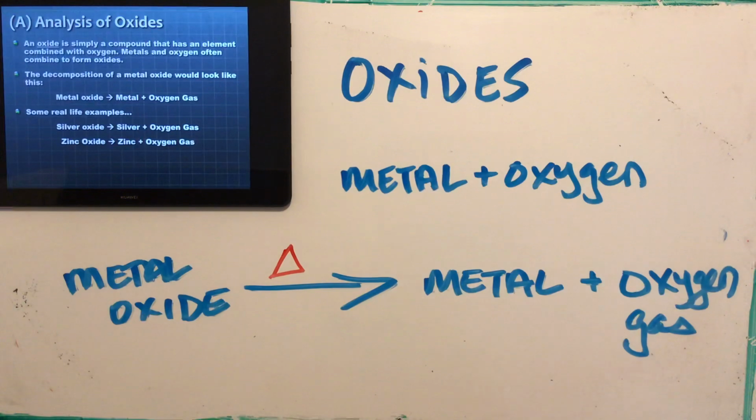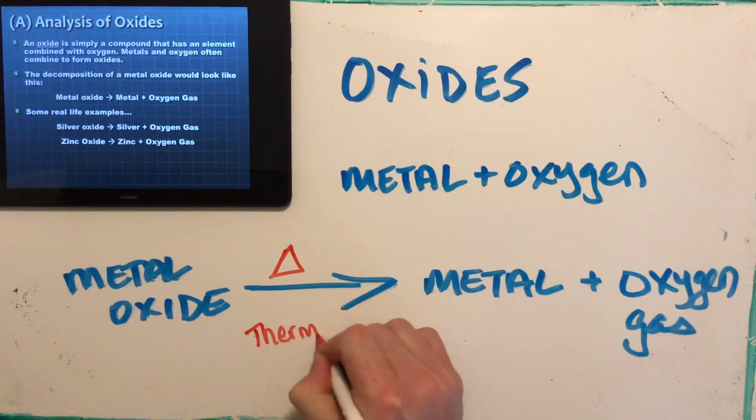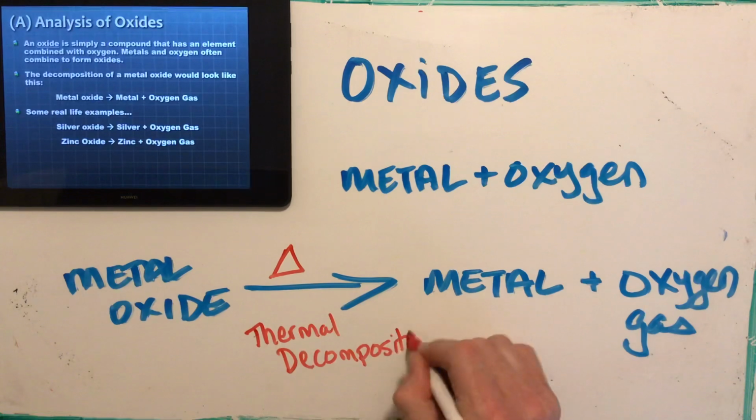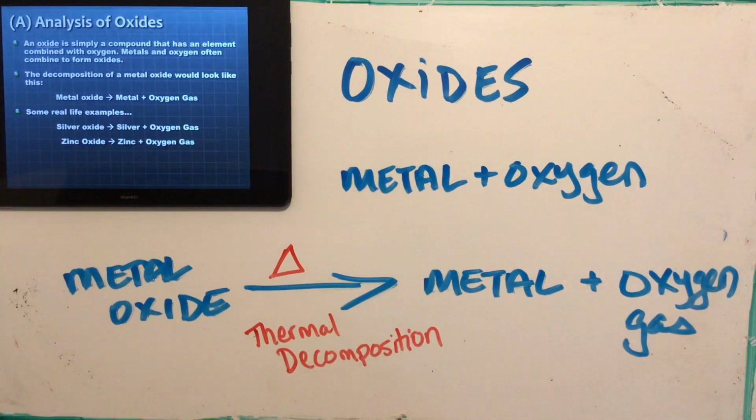Some real life examples: silver oxide can break down, add a little bit of heat, into silver and oxygen gas. And zinc oxide, if we add some heat there, we'll get zinc and oxygen gas. Because we're adding heat, they're called thermal decompositions, right? So whenever we see that little triangle, we know, remember from earlier lectures, that means heat is added. So this is a thermal decomposition. In fact, all of these today and tomorrow are thermal decompositions. We're going to be using some heat to separate the two components.